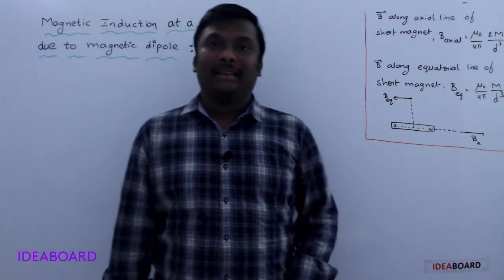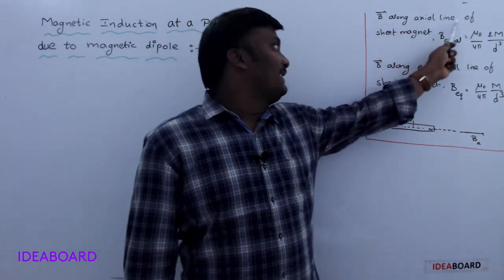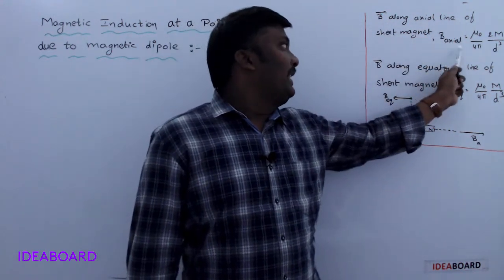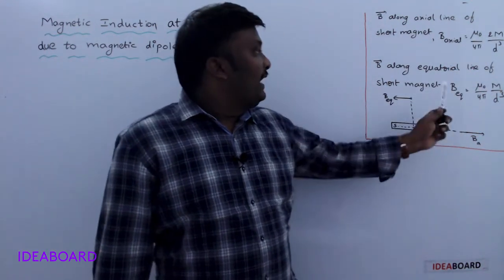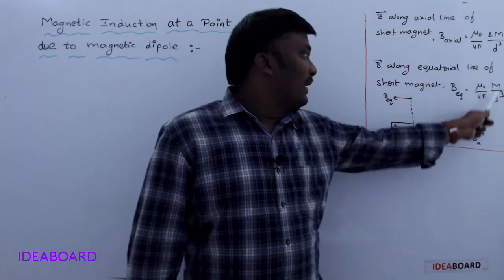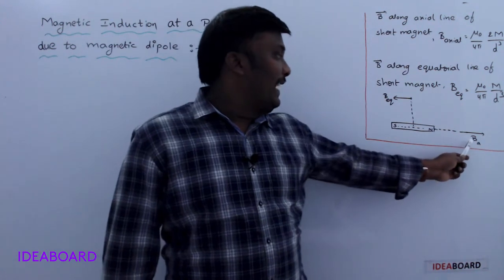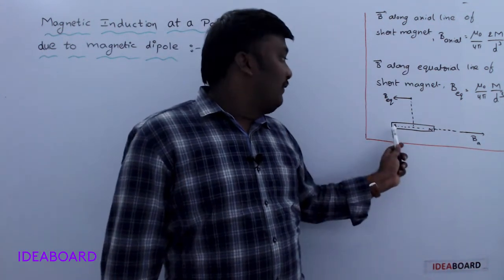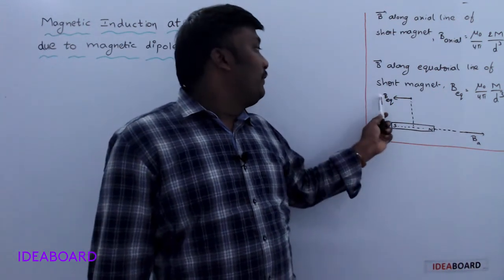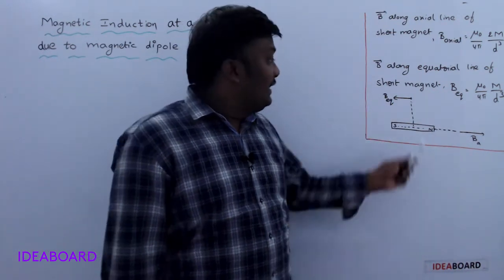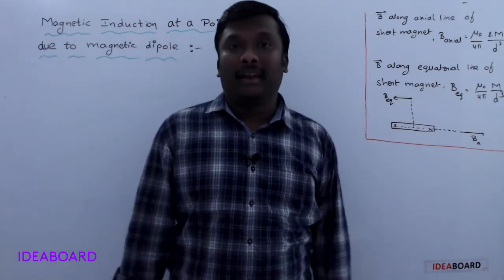Hi students, in the previous video we discussed B along the axial line of a short magnet. B axial is mu naught by 4 pi into 2m by d cube, and for the equatorial line it is mu naught by 4 pi into m by d cube. We also said the direction of B along the axial line is always from south to north of the bar magnet, and the direction of B along the equatorial line is from north to south of the bar magnet.